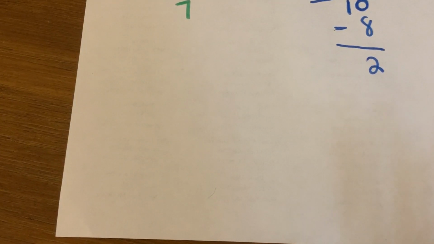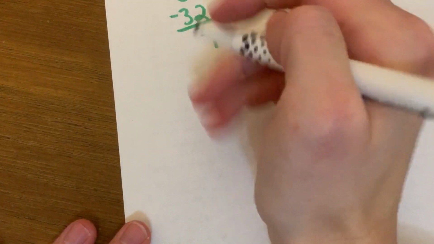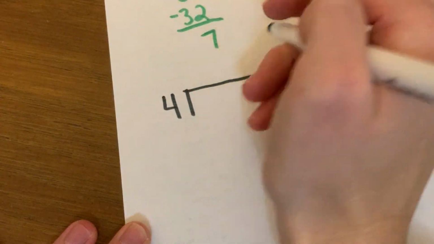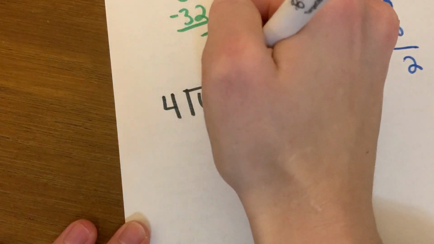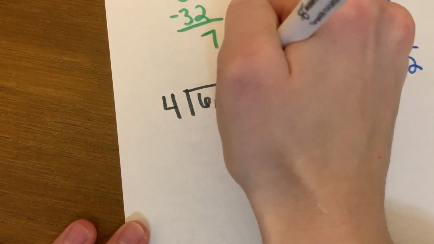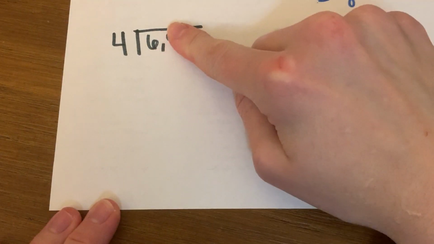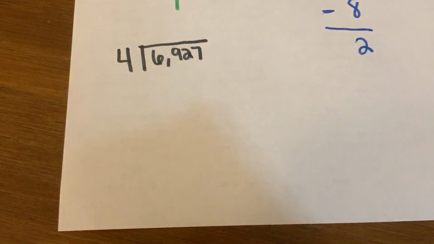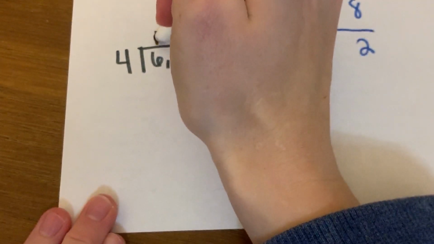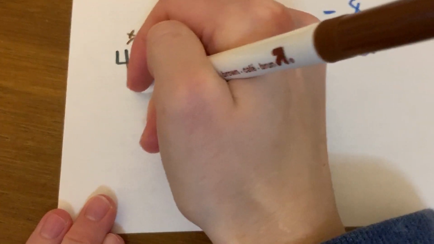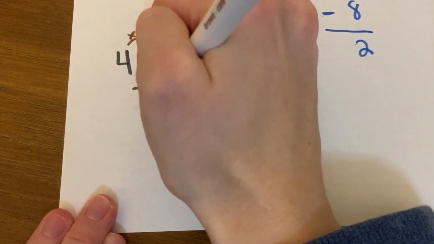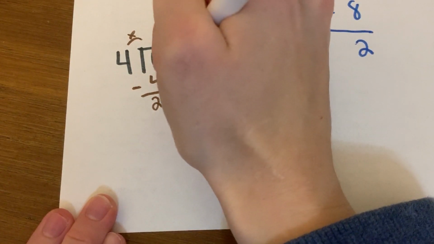So we're going to go ahead and do 6,927 divided by 4. Do that one for me. All right. 4 goes into 6 how many times? Well, once. So 4 times 1 gives me 4. 2. All right, bring down the next number, 29.